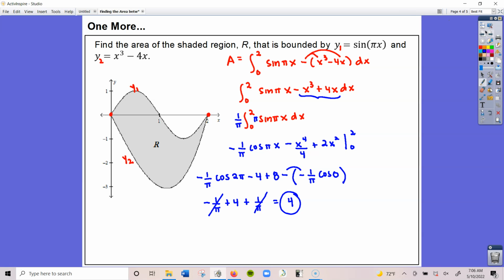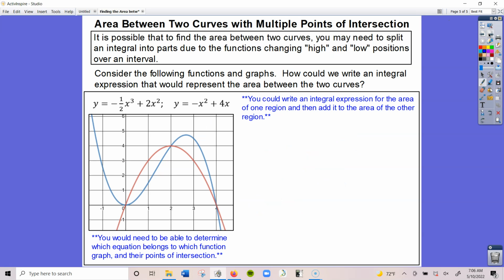Now let's look at our final example. Here we're going to try to find the area between two curves that have multiple points of intersection. So first, let's identify our graphs. I'm going to label this equation here as y1 and this one as y2 so I can identify it easily here. The first one is negative 1/2 x to the third plus 2x squared, and then we have negative x squared plus 4x. So because these are different degrees, I know that this is a cubic function, so that's going to have more curves than the quadratic.